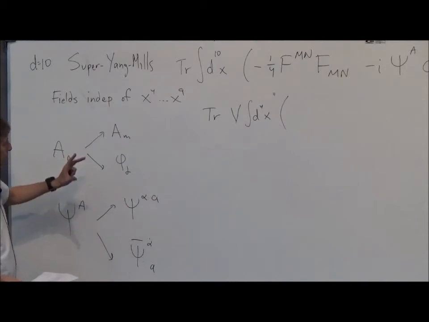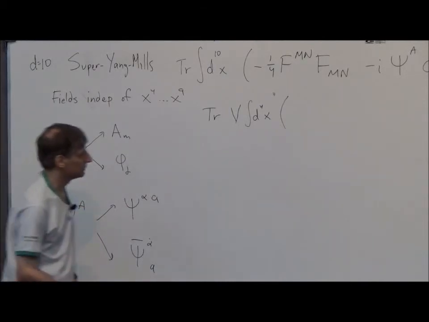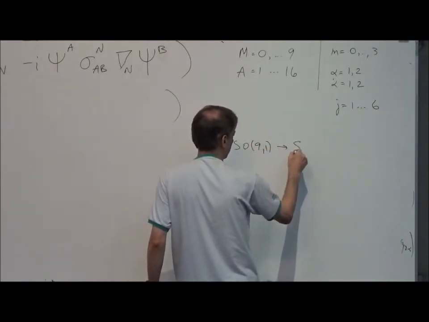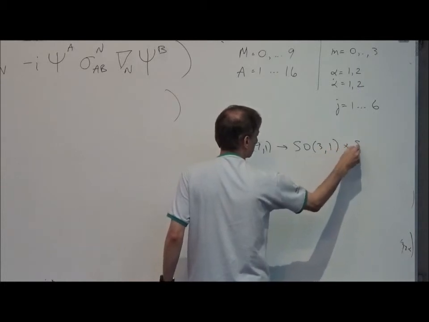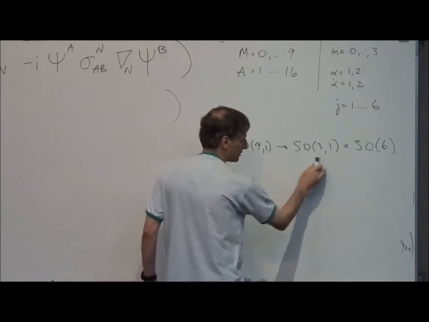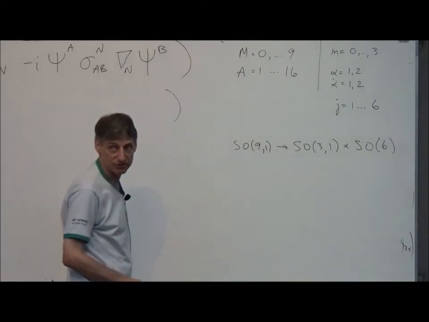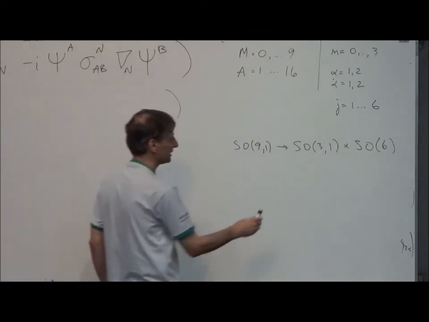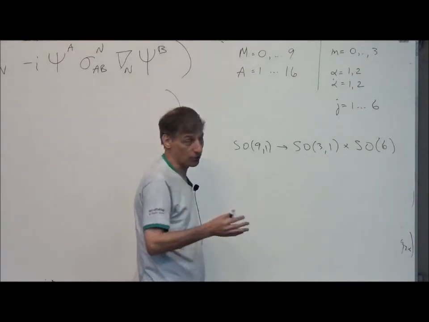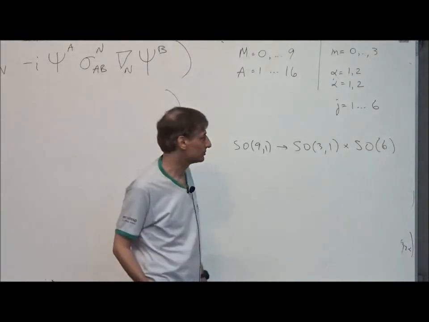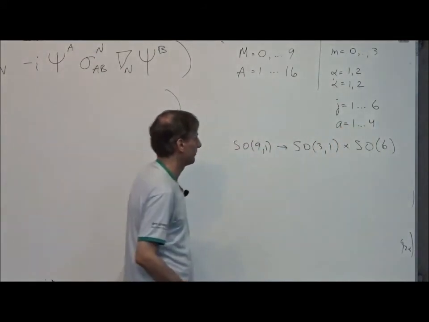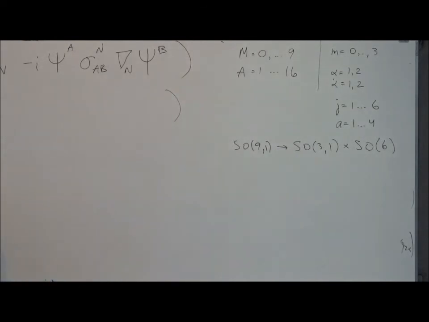But what happens when you decompose a spinor is that when SO(9,1) decomposes to SO(3,1) times SO(6), the spinor of SO(9,1) decomposes into the product of a spinor of SO(3,1) and a spinor of SO(6). A spinor of SO(6) has 4 components. If you go back to this, it has 4 complex components, which I'll label with A. So this A index goes from 1 to 4.